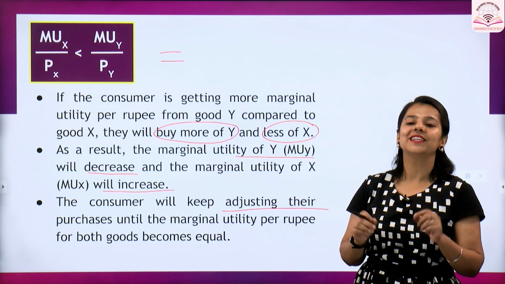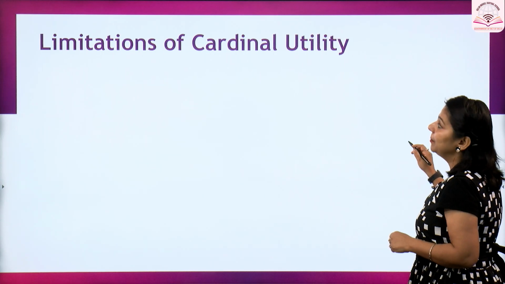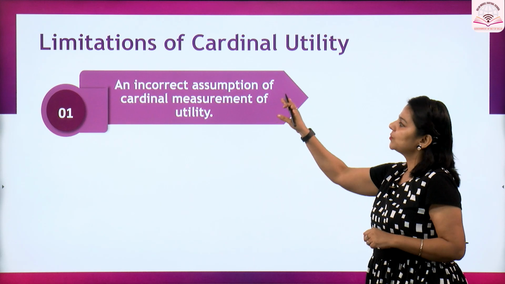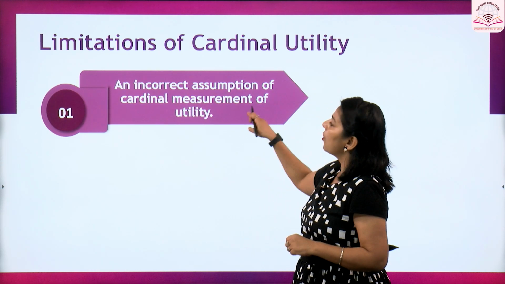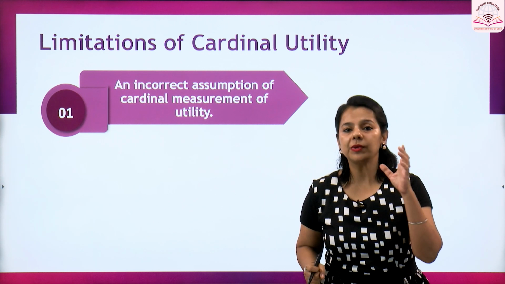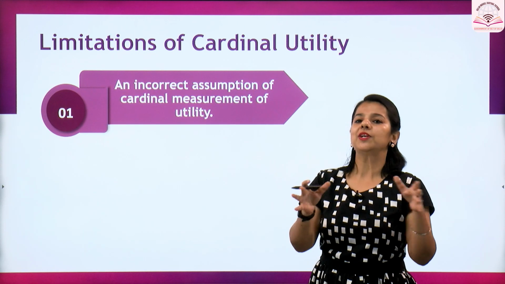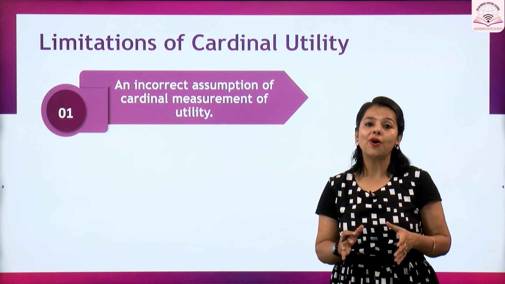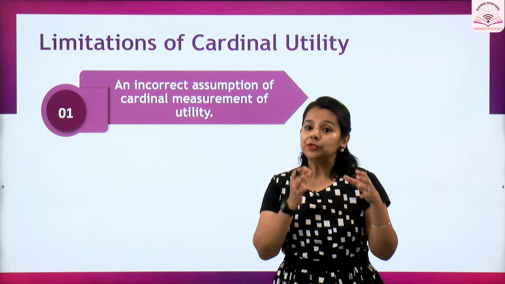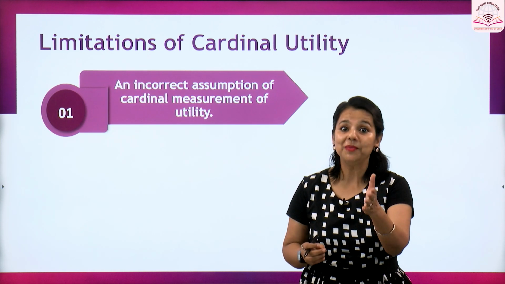But there are various limitations of this analysis. Let's discuss the limitations of cardinal utility. The first is an incorrect assumption of cardinal measurement of utility. जब हम cardinal measurement पढ़ते हैं तो उसमें assume किया जाता है कि जो हमारी utility है उसे हम exact numbers में measure कर सकते हैं. But this is not possible in the real world, as we cannot quantify the utility derived from every unit of commodity exactly in terms of same numbers.